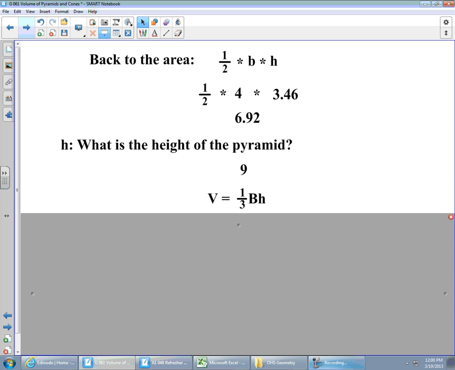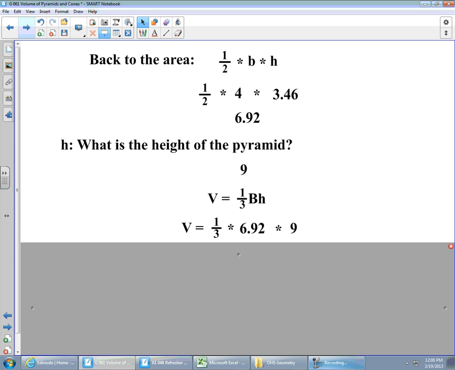But now we finally have all the information that we need to solve for area. So back to the volume equals 1/3 big B little h formula. Big B we solved up above at 6.92. Little h was found from the problem itself at 9. Okay, so plugging that information in there.